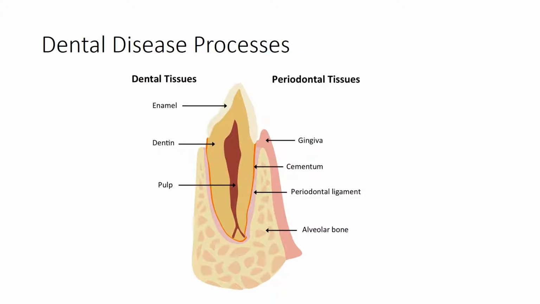Okay, so here is a very important slide. I'm going to take you through the etiology and pathophysiology of the two main types of dental diseases, and that is decay and periodontal disease. So first I'll start with decay.